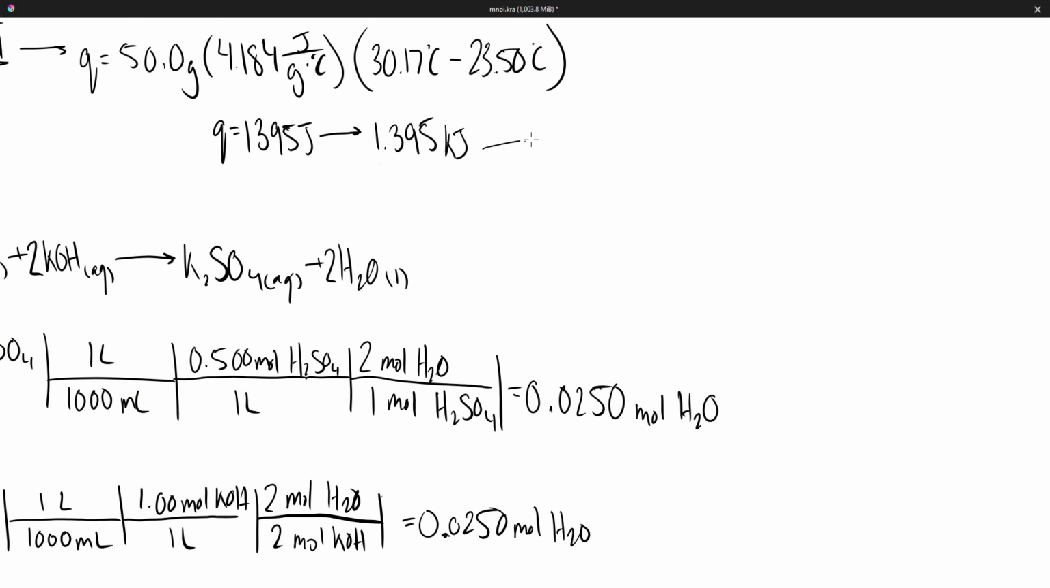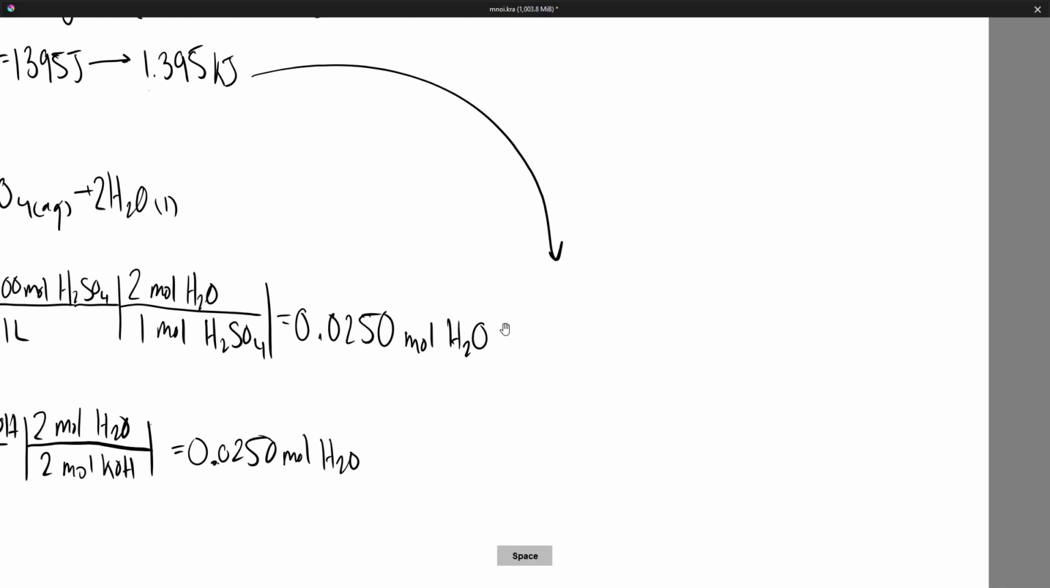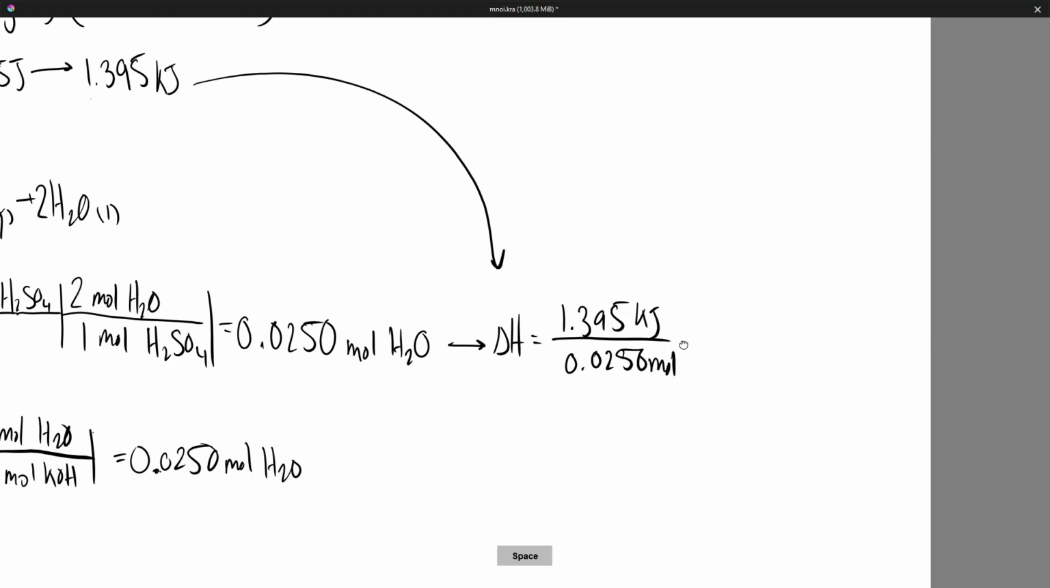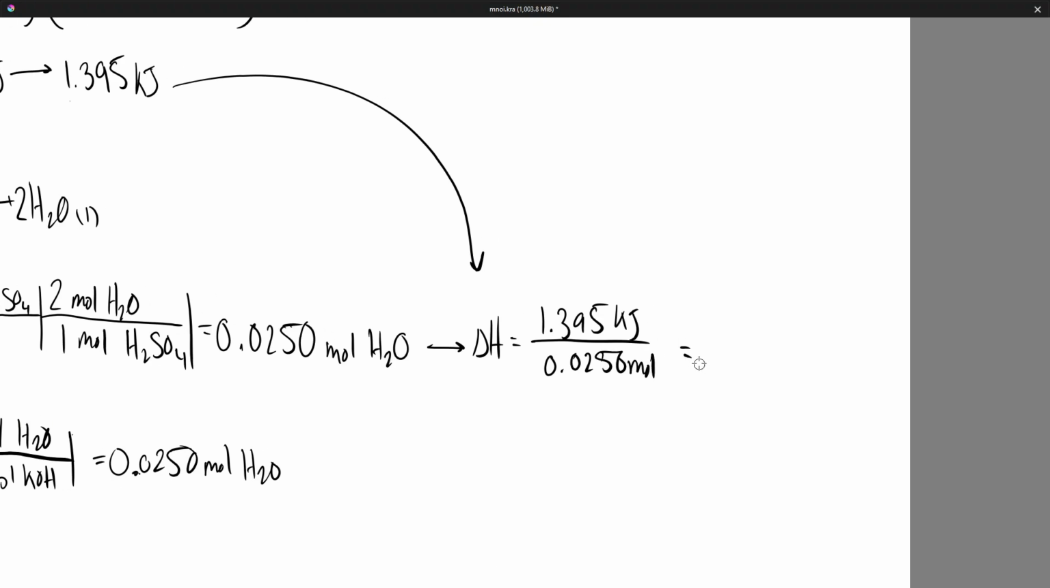So we take our kilojoules and divide it by our number of moles. The change in enthalpy is equal to 1.395 kilojoules divided by 0.0250 moles. That should get you 55.8 kilojoules per mole. And that should be it for this problem.